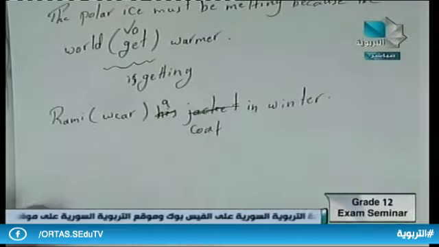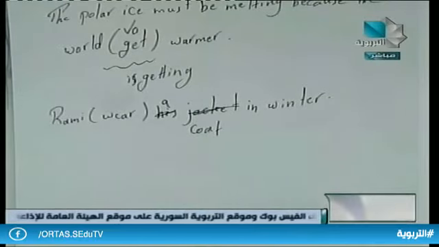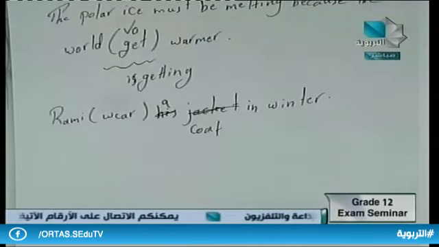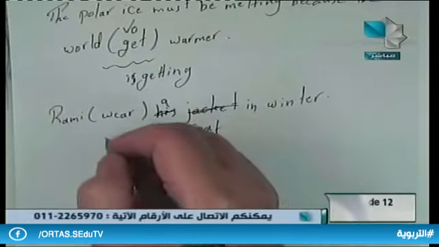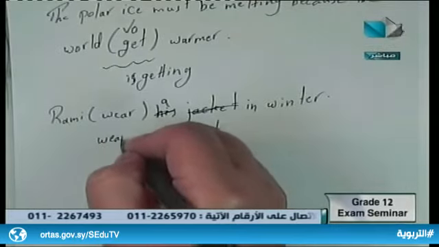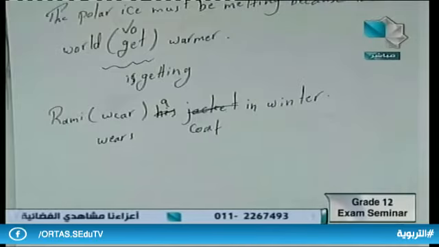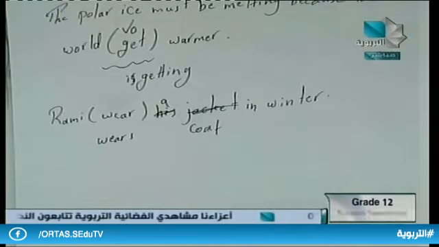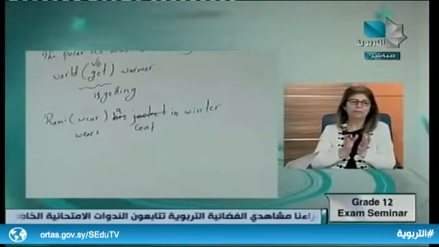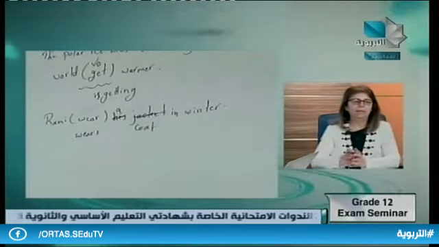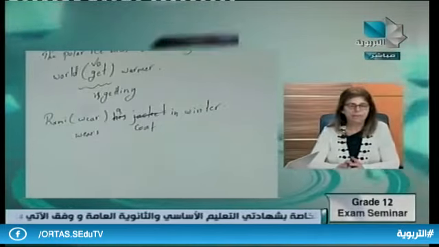Here she has to know that this is the simple present because it's a general fact about Rami, or a habit for Rami. Rami usually wears, adding S. And you'll have some hints, an indicator in the sentence, and you can follow the indicator and choose the correct tense.